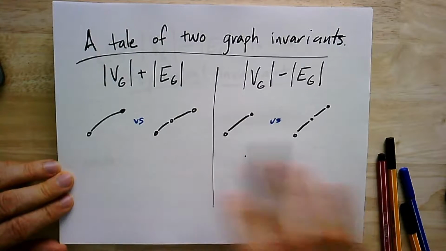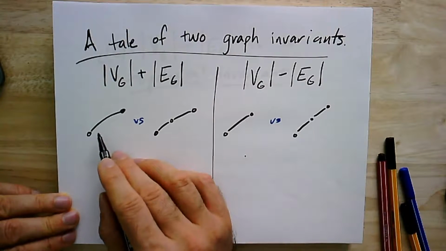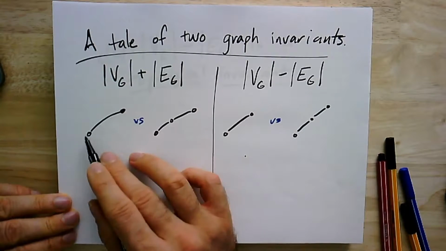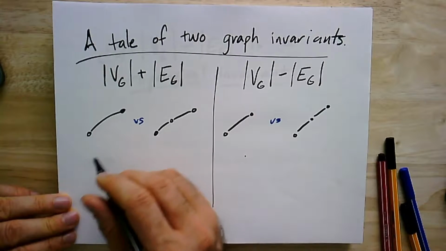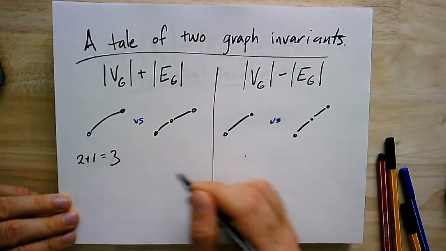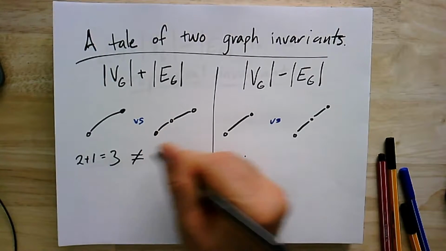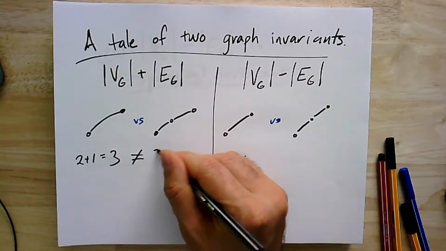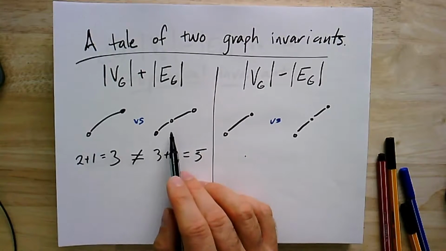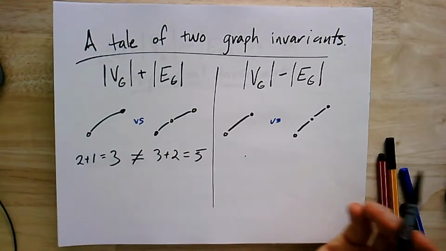So here's the simplest example that highlights the difference. You see, I've got this edge. This is a graph with one edge, 2 vertices. So 2 plus 1 equals 3, which is not equal to what I have over here, which is 3 plus 2, which is 5. So these two graphs are distinguished by this invariant. Seems like a good thing.